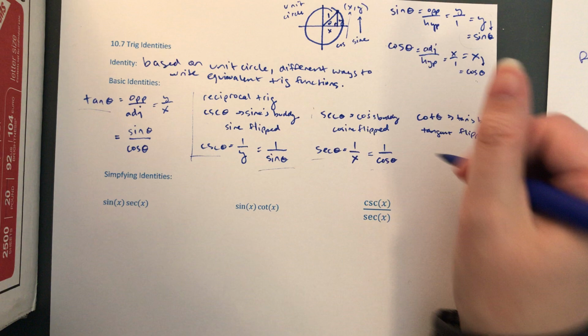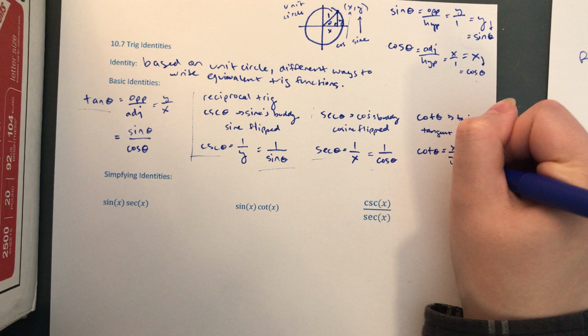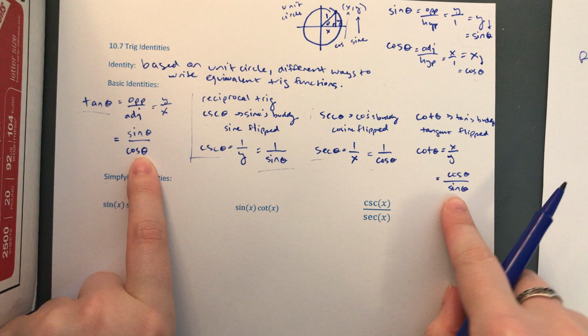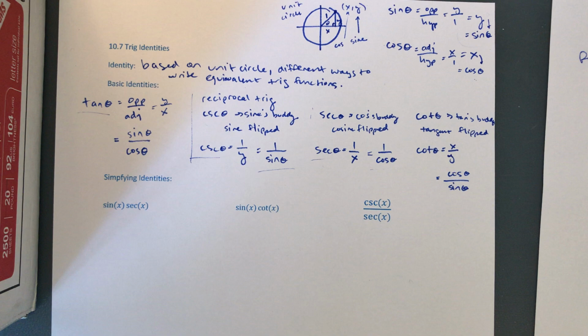Cotangent theta is x over y, where x is cosine and y is sine. So cotangent is cosine theta over sine theta, which makes sense because it's flipped. Tangent is sine over cosine, cotangent is cosine over sine. So these are the basic identities.